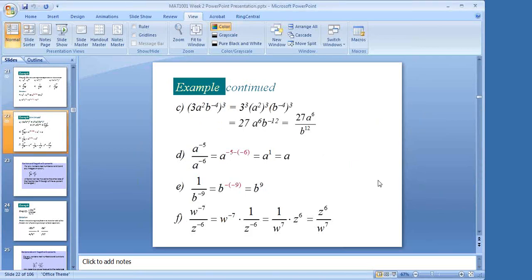And I want to jump back up to example D, a to the negative 5th over a to the negative 6th. I'm going to subtract, and I get a to the negative 5 minus negative 6. Big idea. Remember, if you see minus minus, that turns into a big fat plus. So I have negative 5 plus 6, which ends up being a positive 1. There's nothing to flip.